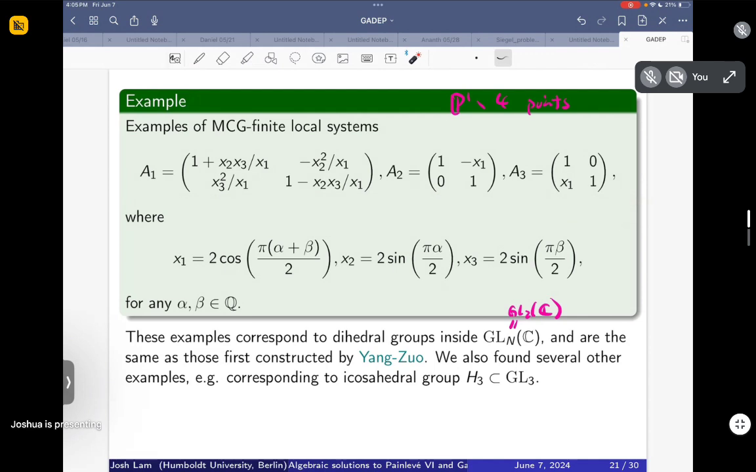It's on P^1 minus 4 points, and it corresponds to algebraic solutions to Painlevé VI. These solutions are called the Cayley solutions, perhaps.